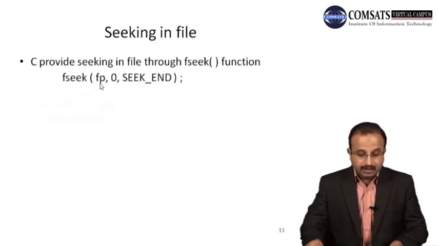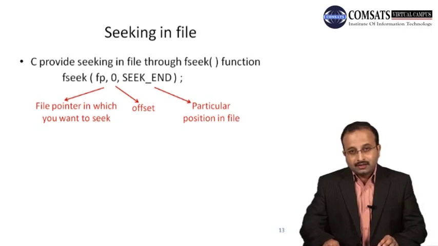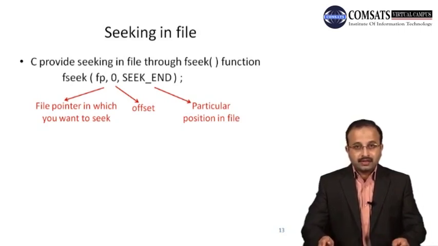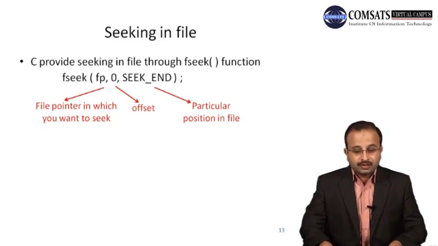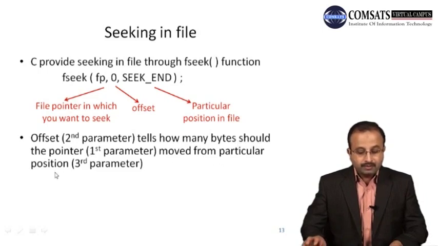The first parameter is the file pointer in which you want to seek. The second parameter is the offset, and then the third parameter is the particular position in the file. So SEEK_END is the end of the file. So that is that position कि file के end पे point कर रहा हो. So offset tells how many bytes should the pointer move from a particular position.